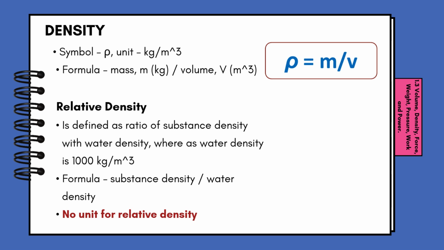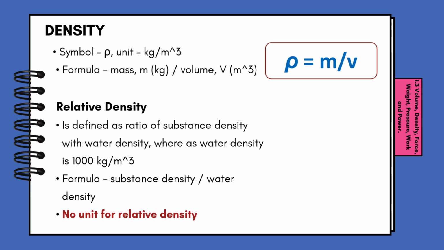Density is a measure of how much mass is packed into a given volume. The formula for density is density ρ equals mass (kilograms) over volume (cubic meters). Density is important in determining material properties. For example, water has a density of 1,000 kilograms per cubic meter.